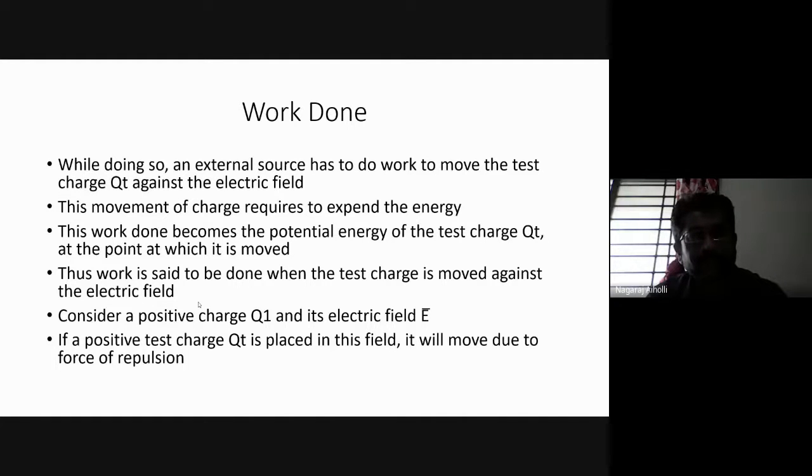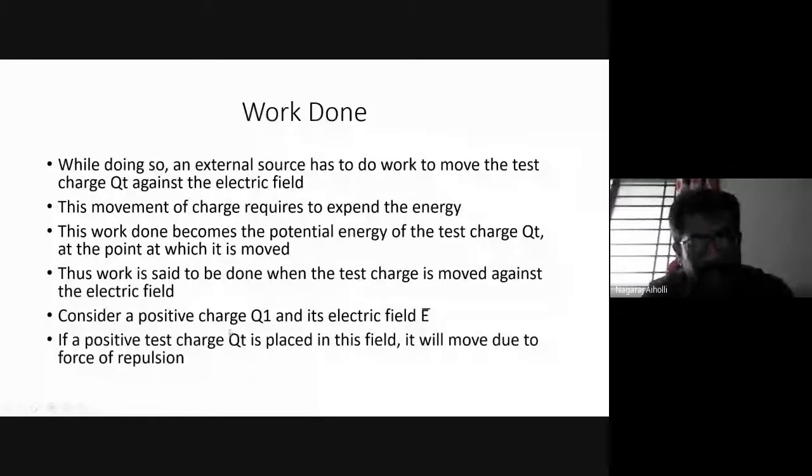There is a certain amount of energy that we need to apply, a certain force we need to apply in order to move the charge or to move the ball in the second example that we have considered, so that they will move against the normal electric field. This work done becomes the potential energy of the test charge.